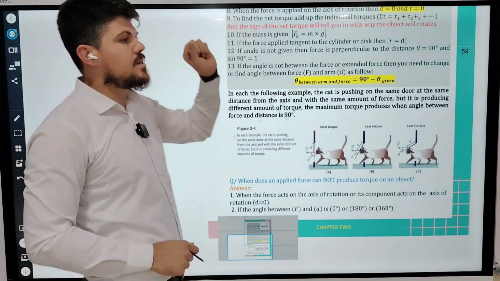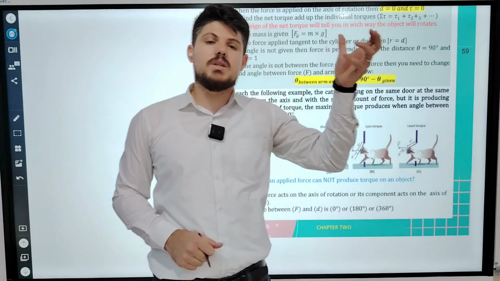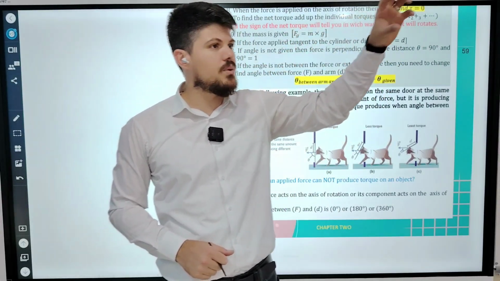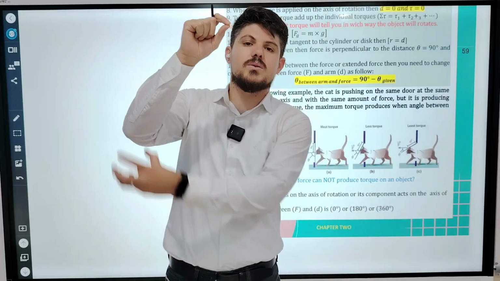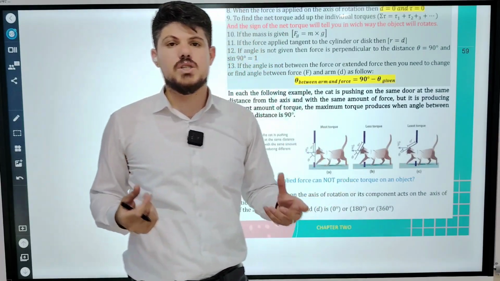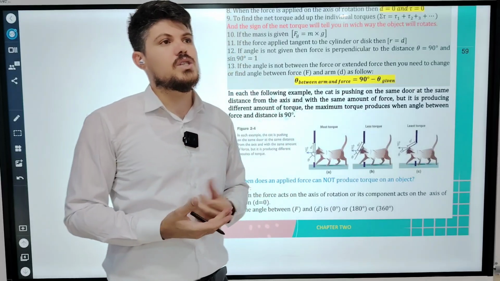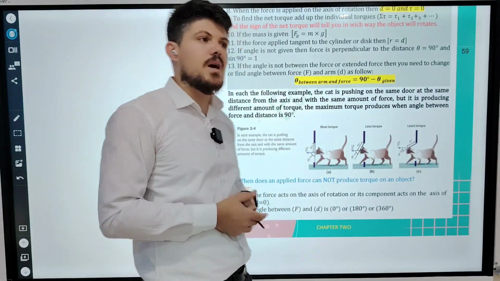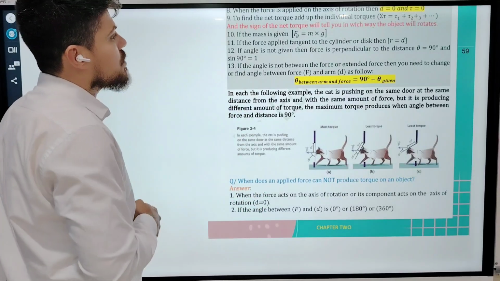Okay, if the mass is given, it means that the object is rotating because of the gravitational force, such as a bowling ball. If we release a bowling ball, the bowling ball tries to move through the equilibrium position because of the gravitational force, which produces the torque. So sometimes the gravitational force produces torque, sometimes the applied force, frictional force, or many other forces can produce torque.